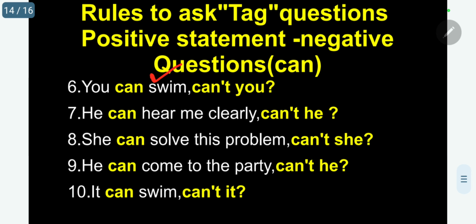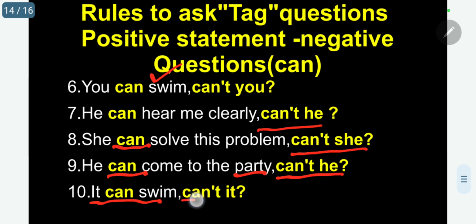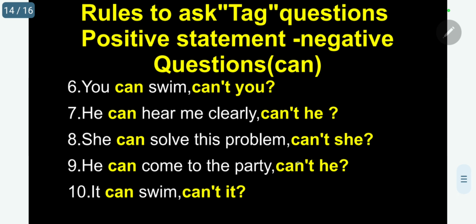Number 7. He can hear me clearly. Can't he? She can solve this problem. Can't she? He can come to the party. Can't he? It can swim. Can't it? See, again, in all cases, we are using can in the positive statement, and the tag is negative.